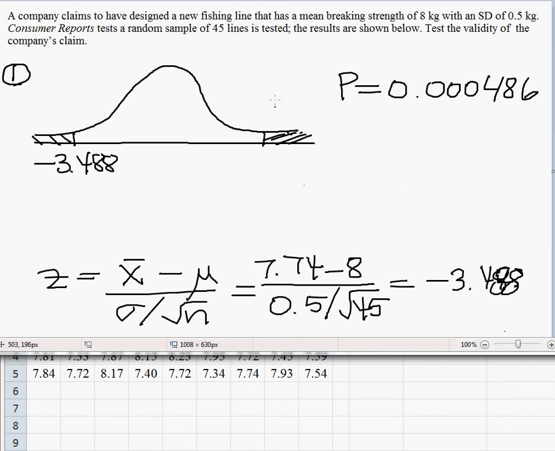Okay, so that's the p-value. Now p is going to be less than alpha. Alpha will be 5% as usual, and so we will decide to reject the null hypothesis.